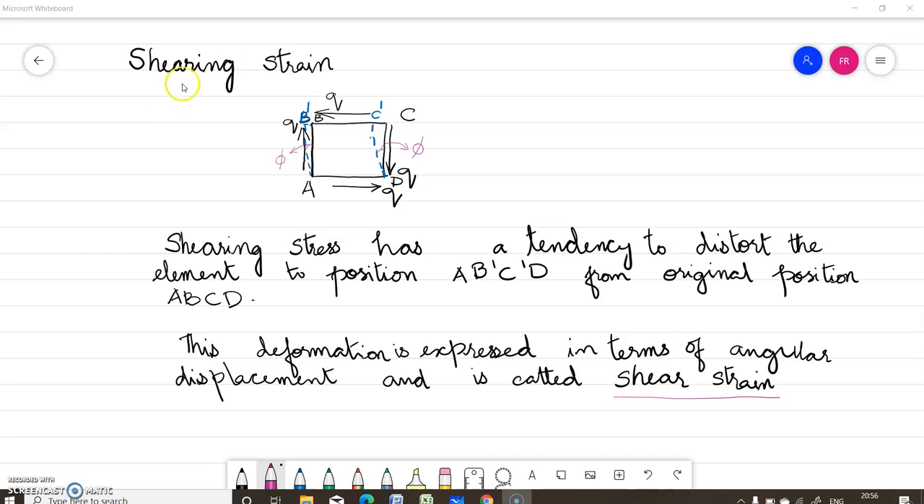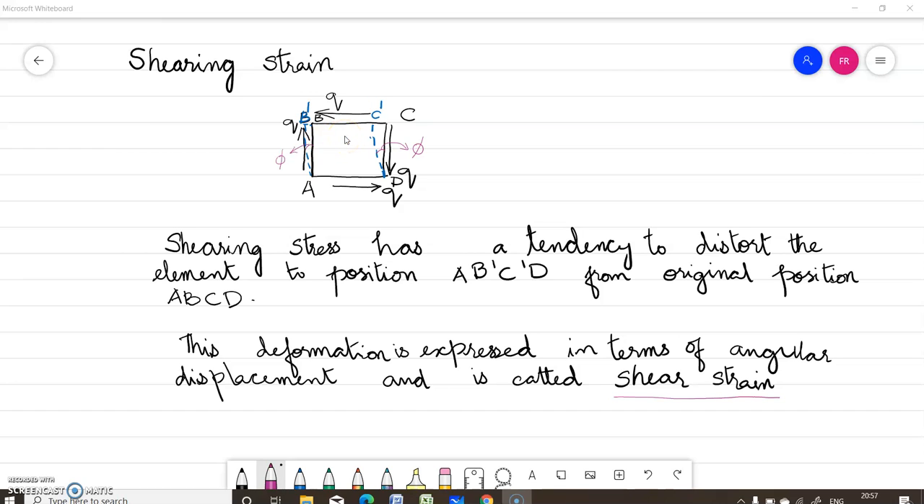Now we'll see what is shearing strain. You have seen this shearing stress has a tendency to distort the element to position A, B dash, C dash, D from the original position A, B, C, D. So this deformation can be expressed in terms of angular displacement and is called a shear strain. So this phi is known as the shear strain. We are expressing the deformation in terms of the angular displacement.